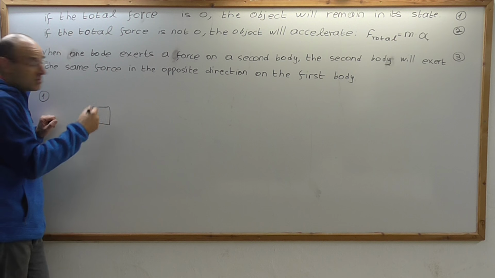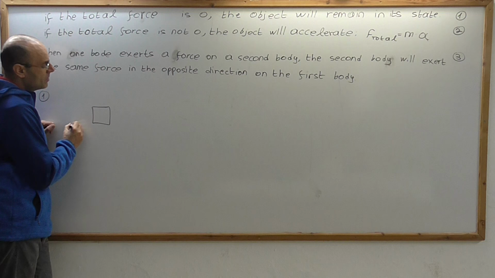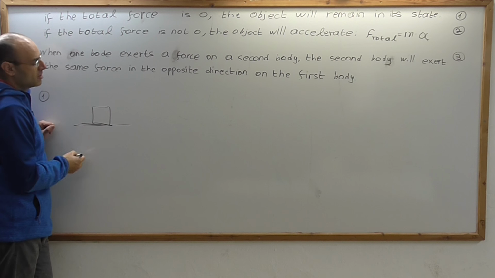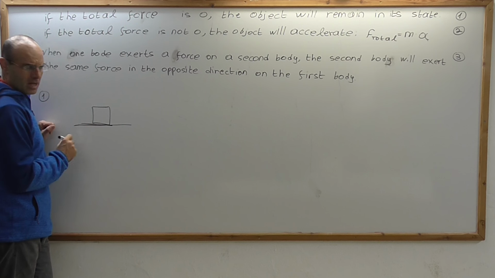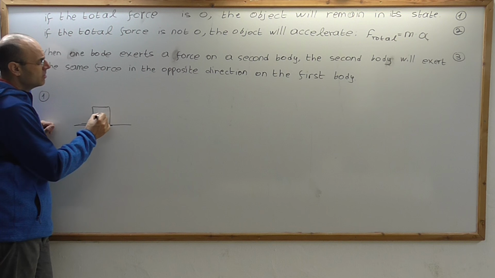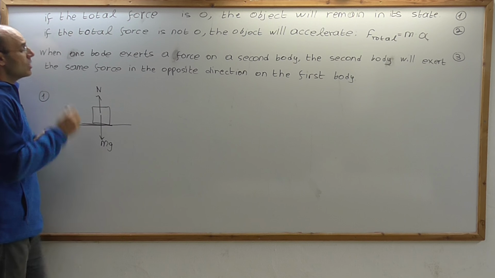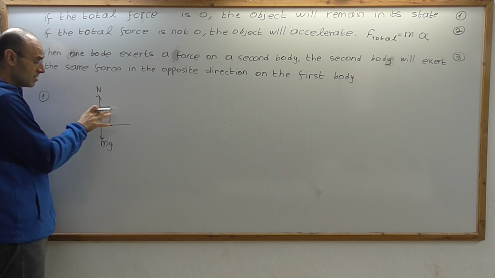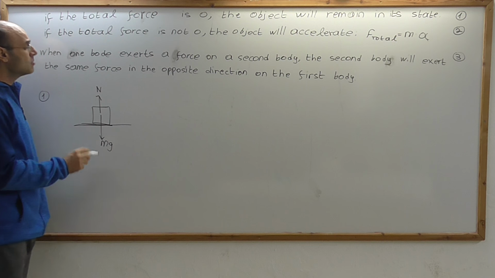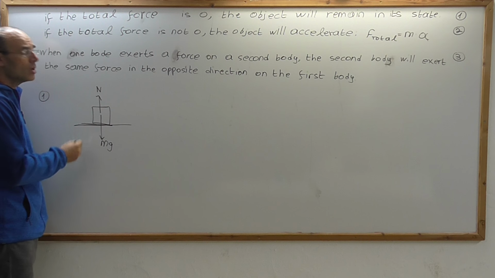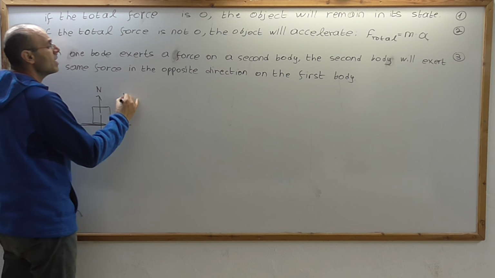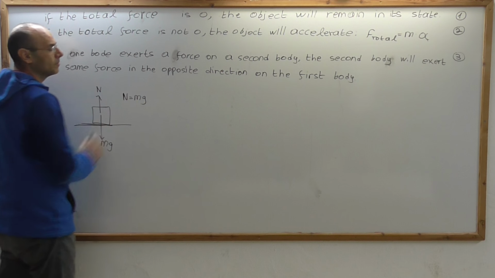So, let's do a little example here. Suppose this object is resting on a surface. Which forces are applied on this object? We know mg, and we know the normal force. Now, if I know that this body, this mass, is at rest, it means that the total force is zero. So, this force must cancel this one. So, N must cancel mg.